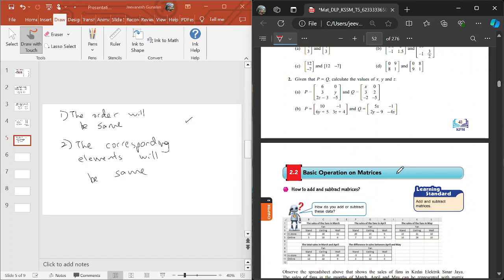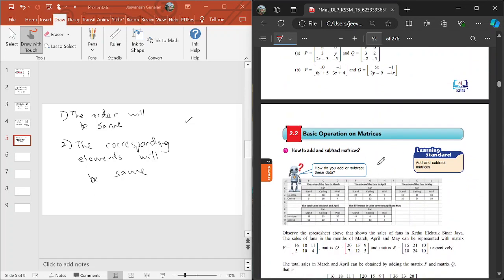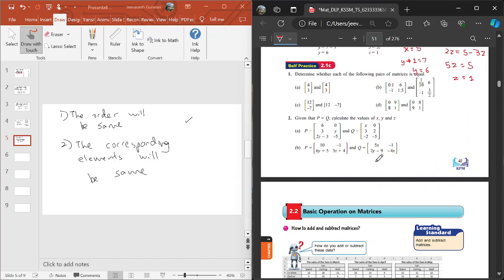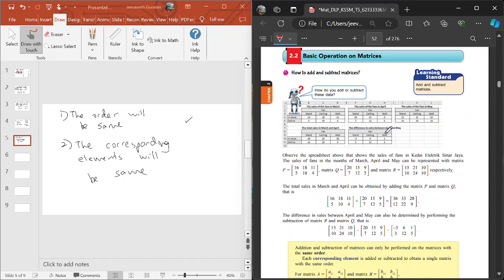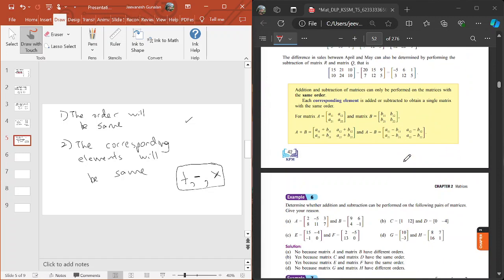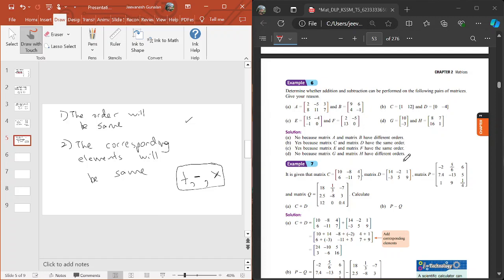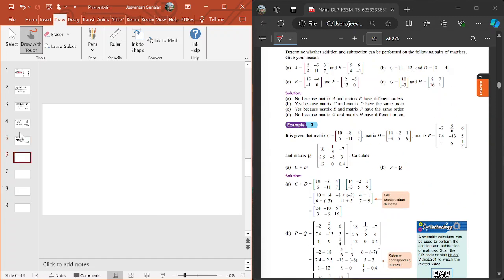Okay, let's move on. There are some basic operations on matrices. There are three things that you have to know. You can do plus and minus and then multiplication. These are the operations that you can do between matrices. The first is adding. So adding, subtraction, or yeah, actually only adding and subtraction.